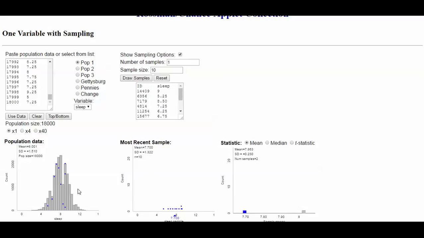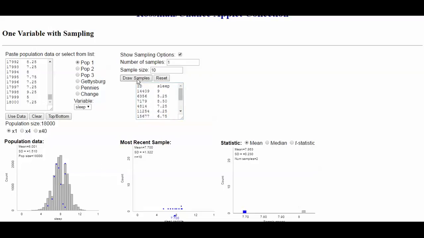And one thing I haven't shown you yet is that if you look over here, it actually highlights the 10 people in the sample inside of the population that they came from. So this person who's sleeping 9 hours is probably right here somewhere. It's probably this person. This person who's getting 6.25 hours, that person is probably that person right there.